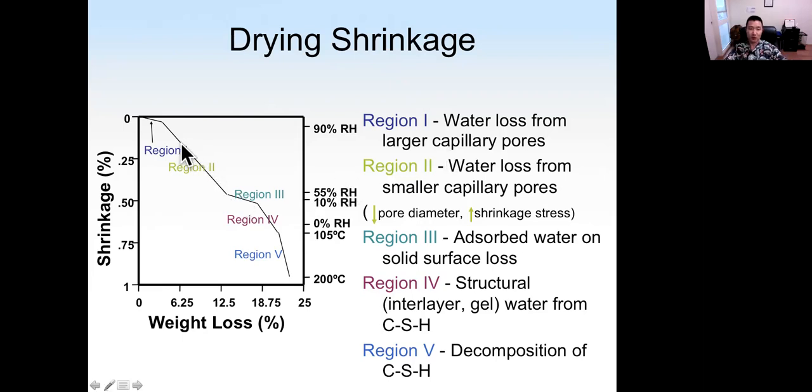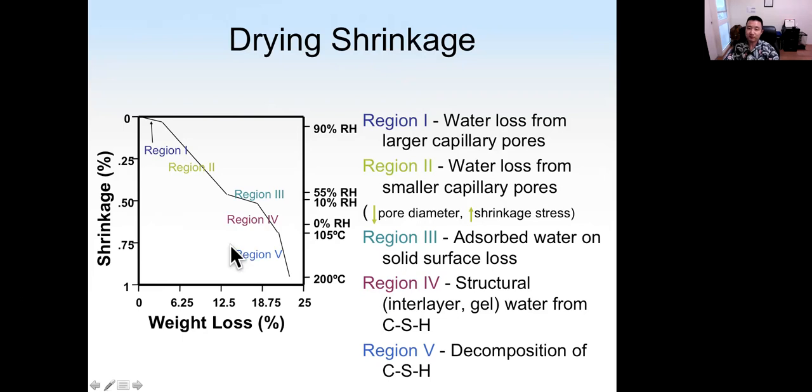And region 2, which is between 90 to 55% RH, okay, that is the shrinkage caused by loss of water from the smaller capillary pores. Okay. And when water is lost from the smaller pores, that will increase the shrinkage stress. As a result, for the same amount of loss of water, the shrinkage will be higher when the water is lost from the smaller pores. Okay. Again, we'll talk more about this.